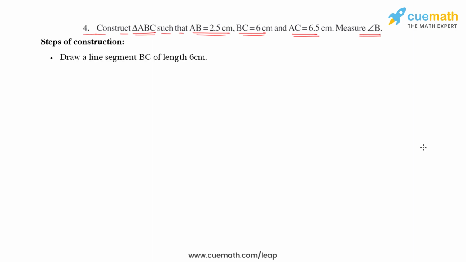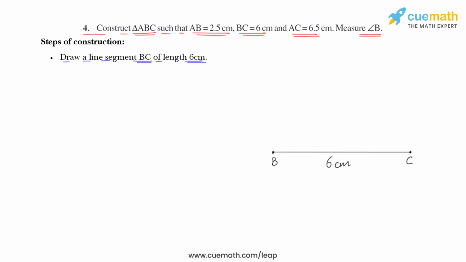First step. Draw a line segment BC of length 6 centimeters. Let's say this is the line segment BC whose length is 6 centimeters. Point B, point C, and this is 6 centimeters.